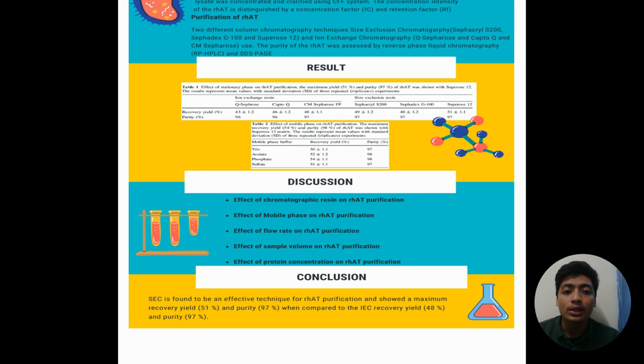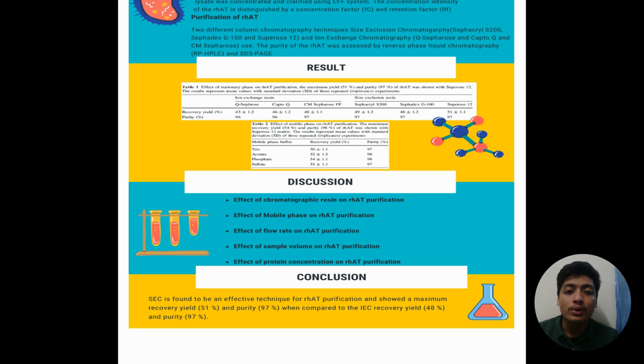The choice of mobile phase plays a critical role in protein purification because it is thought to adapt to the buffer atmosphere during the elution. In the present work, a study was performed on four different mobile phases, Tris, acetate, phosphate, and sulfate, at pH 7.2 using size exclusion chromatography with Superose 12, and the recovery yields and purity of the rhAT with the four different mobile phase buffers are shown in Table 2.